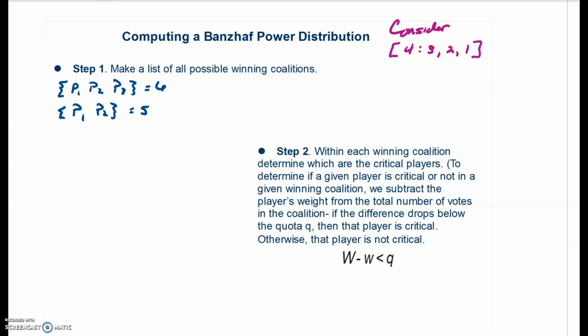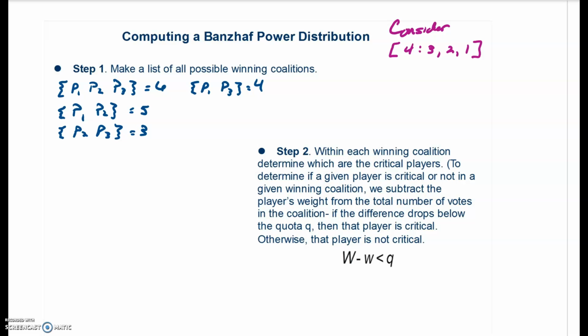Player 2 and player 3 together gives us a total of 3 votes. That is not a winning coalition. Player 1 and player 3 together gives us 4 votes. That is a winning coalition.